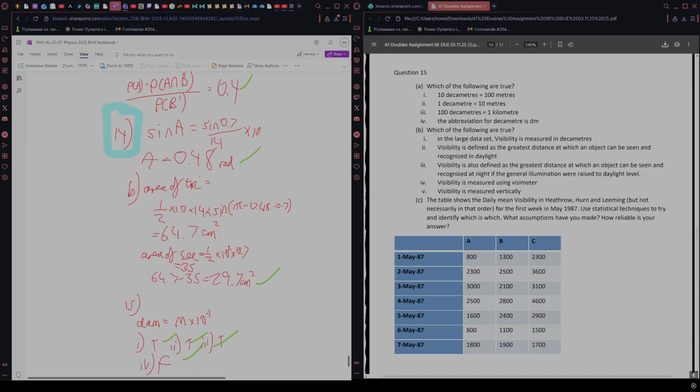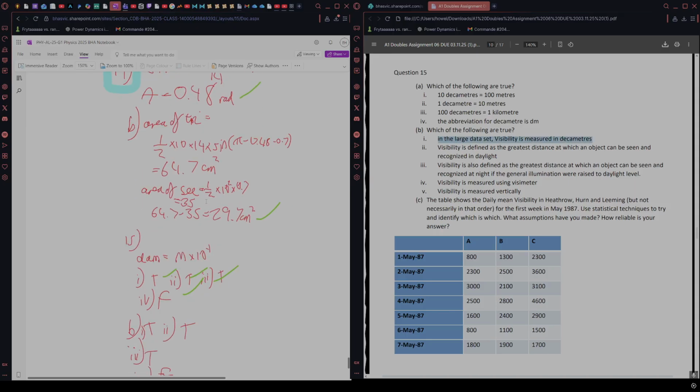So 1 is going to be true, because it's just 100 times 10 to the negative 1. Same with 2, and same with 3, because you just convert a kilometer into 1,000 meters. Obviously for 4, the abbreviation for decameter, even though in chemistry it's dm, when they're actually doing it for the large data set, it's dam, which is weird, but I guess that's how it works.